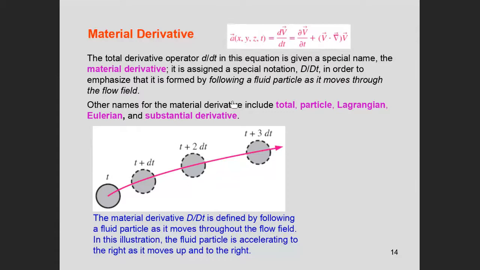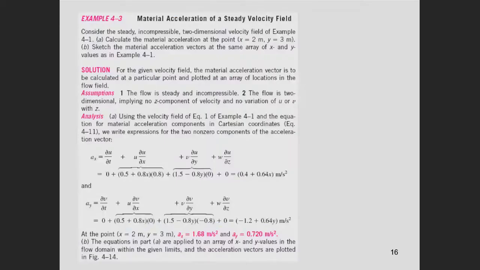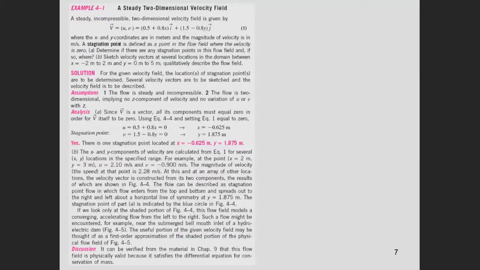Again, these slides talk about the same results we got. The acceleration is basically the dot product of the velocity and the gradient operator. Okay, he's talking about the same issue here. Another example, guys. Material acceleration of a steady velocity field. Consider the steady incompressible two-dimensional velocity field of example 4.1. Where is example 4.1, guys? This is example 4.1, right?